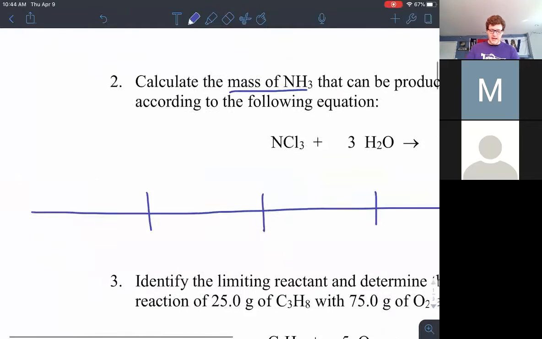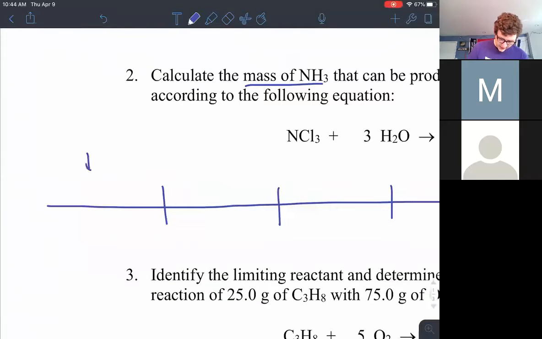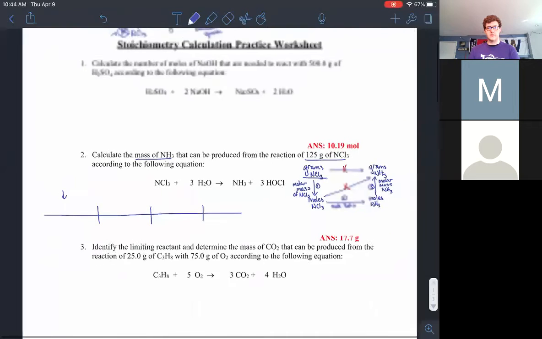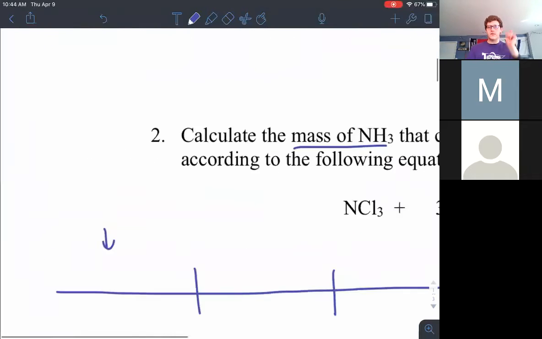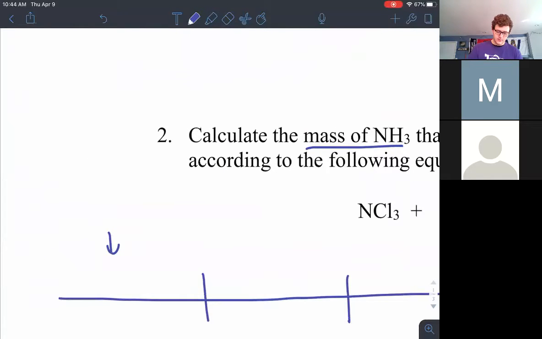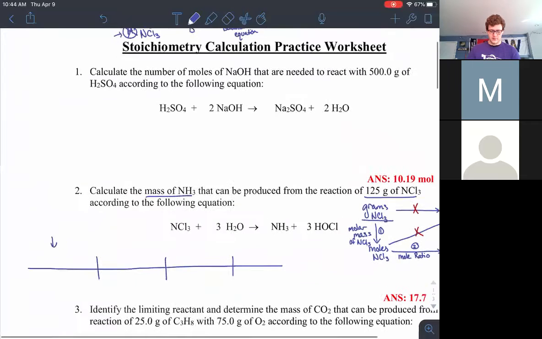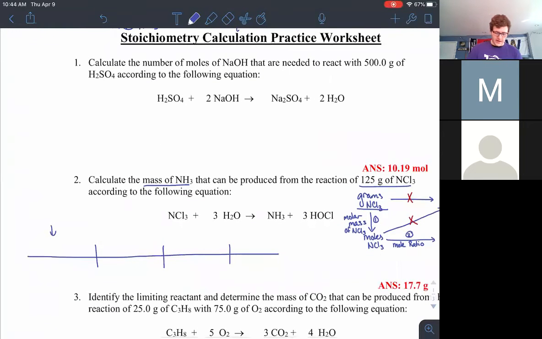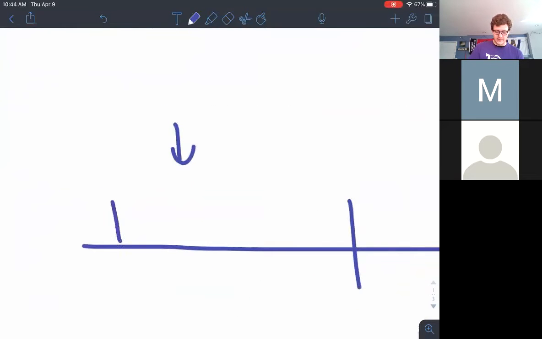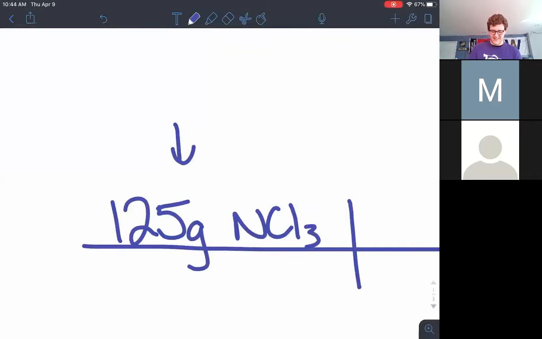All right. So now, what goes right here? NH3, I think. What always goes first? NCl3, I think. What about NCl3? It goes right there. What about it though? Should I just write NCl3? Oh no, 125. 125 grams of NCl3. Perfect. So always put our given right here.